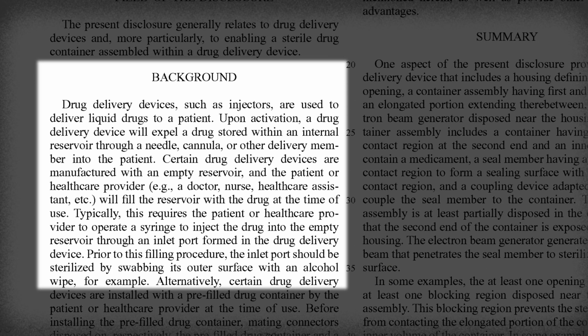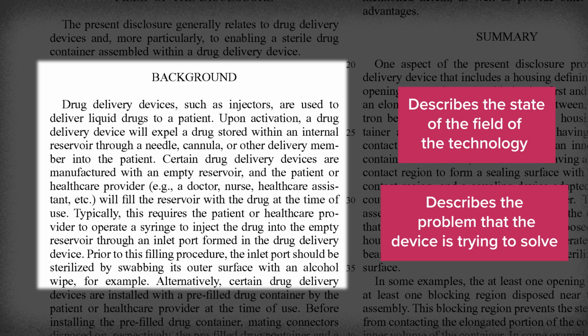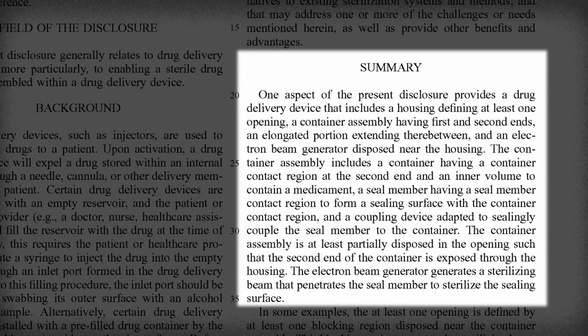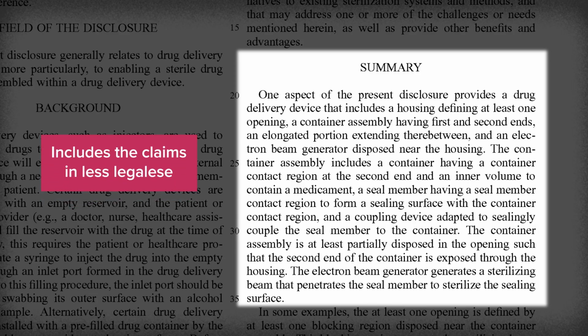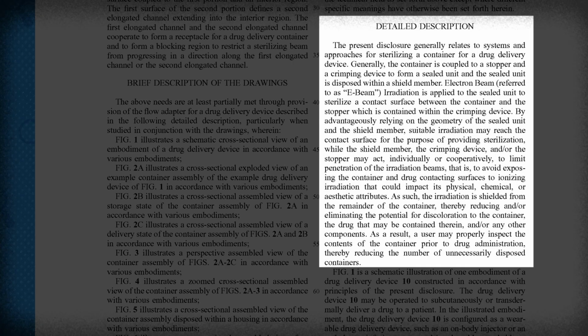The background describes the general state of the field of the technology of the invention. It also generally describes the problem that the invention is attempting to solve. As one can guess, the summary provides a relatively detailed summary of the invention. It also critically includes a description of the claims in less legalese. And lastly, patents also include drawings that show how the invention works. These are described in the brief description of the drawings and the detailed description.